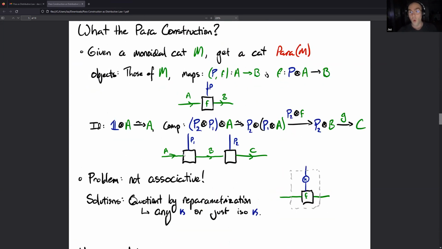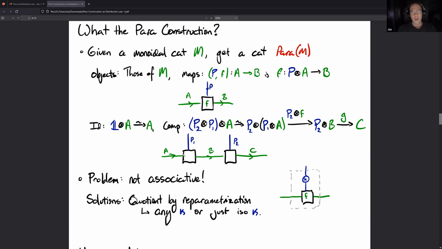So that's the why. That's why I'm in it. But I think this story is cute on its own. So now we're just going to do a little math. So okay, the para construction, what is it? You take a monoidal category, and we're going to give you a category, and the maps are parameterized maps.